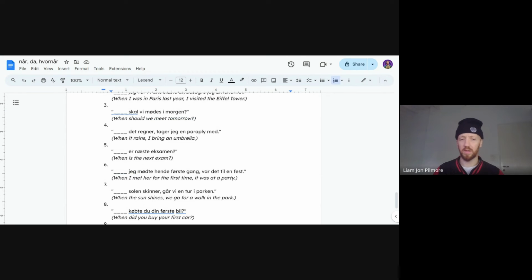Når, da, hvornår, it's hard to say all three. Når, da, hvornår det regner, tager jeg en paraply med. Sådan. Hvad synes du? Hvad er svaret? It is, of course, når, right? A habitual thing again. Generally, when I do this, this thing happens. The general word.